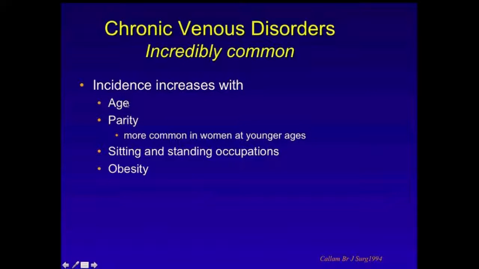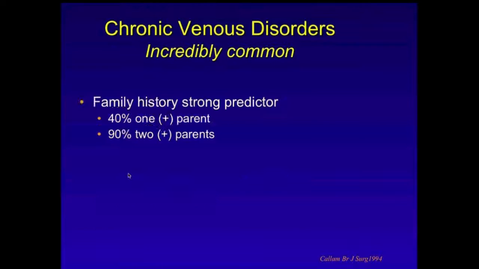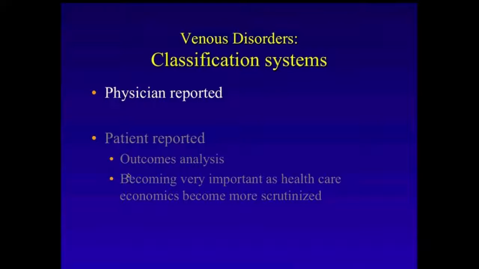Vein disease increases with age, increases with parity in women. It increases in patients with standing and sitting occupations, and it increases in patients with BMI above 25. There's certainly a very strong family history to this, and although we don't really know the absolute genetics, it's probably some sort of autosomal dominant inheritance with variable penetrance.